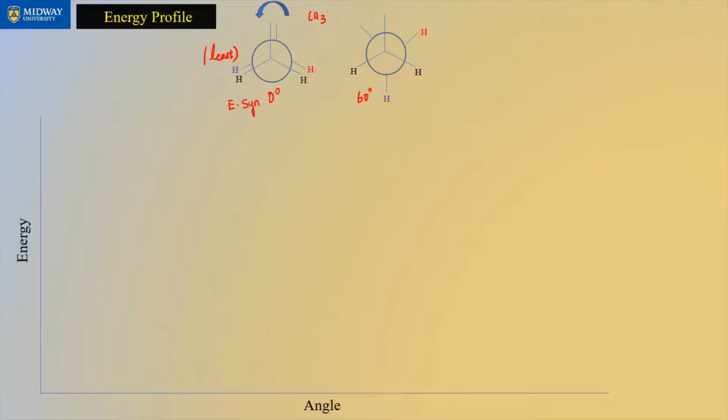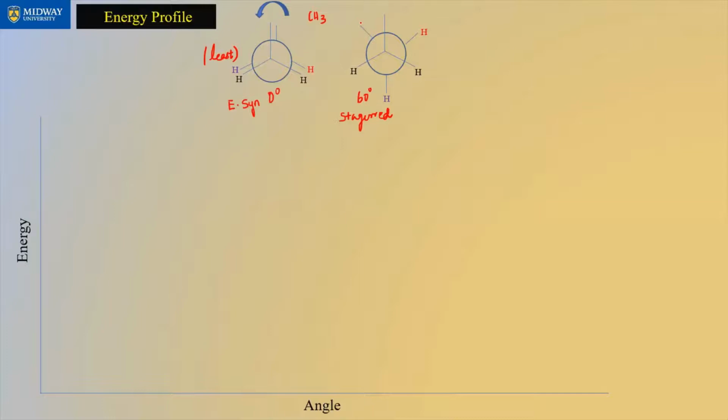Now, eclipsed always means 2 things are right next to each other. Whether they're big or small, this is eclipsed. If it's not eclipsed, it's staggered. So this is staggered. Now, staggered anti means the 2 big groups are opposite to each other. That's the only condition where it can be a staggered anti. The 2 methyl groups, this is not eclipsed, this is staggered because it's not overlapping. But is it staggered anti or staggered gauche?